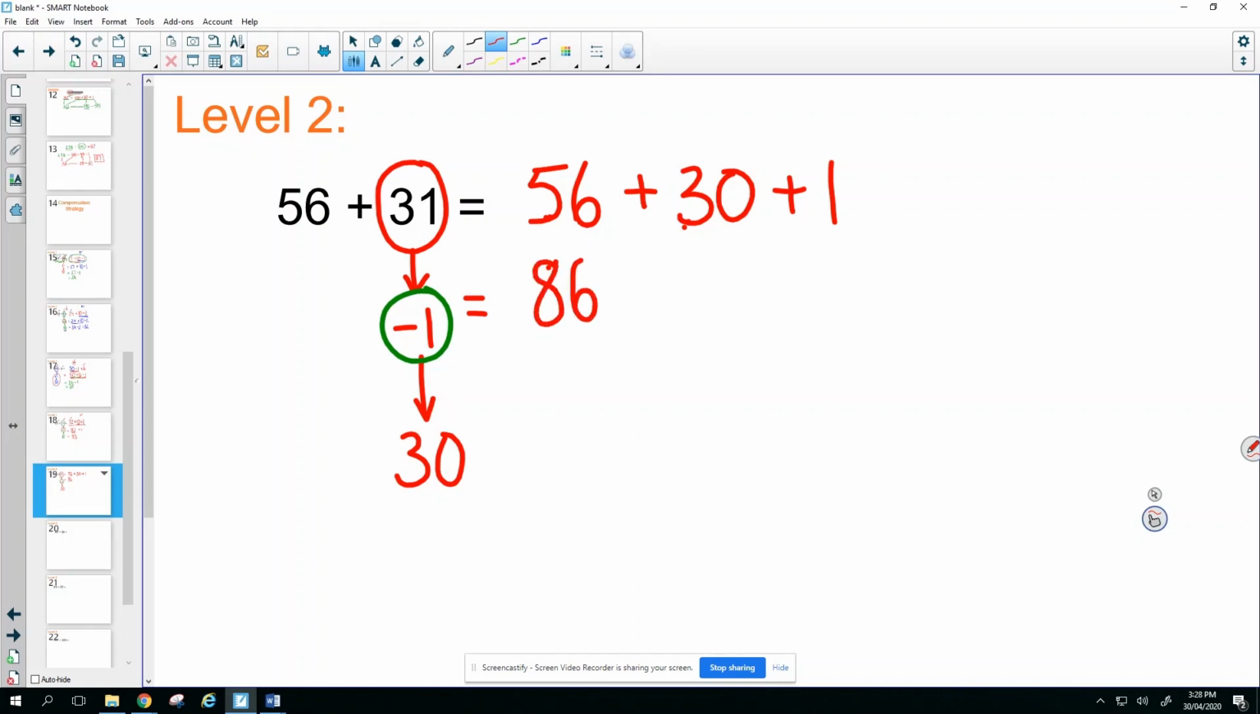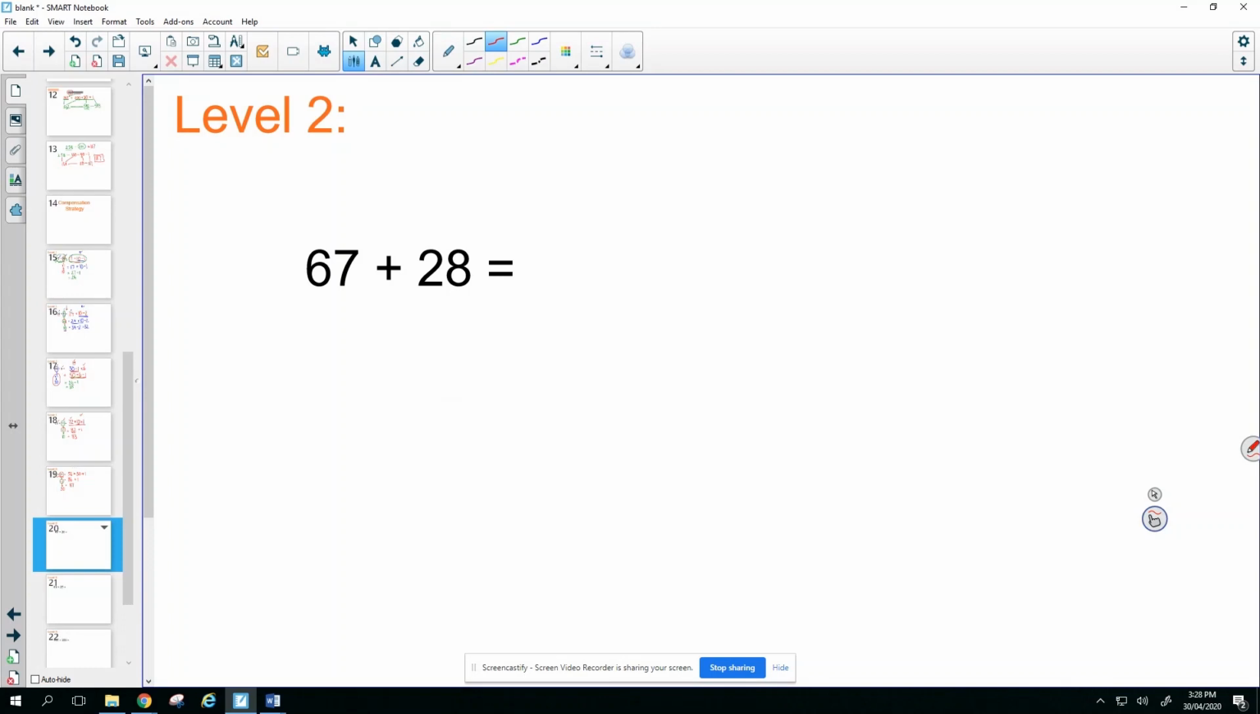So 56 and 30 is just 56 plus 10, 20, 30: 56, 66, 76, 86. And then I have to finish my number sentence, so it's still saying what is here. And now it's 86 plus 1, which equals 87. So suddenly numbers which look a little bit complicated can be made easier to work with by using the compensation method. Let's have a look at another one.